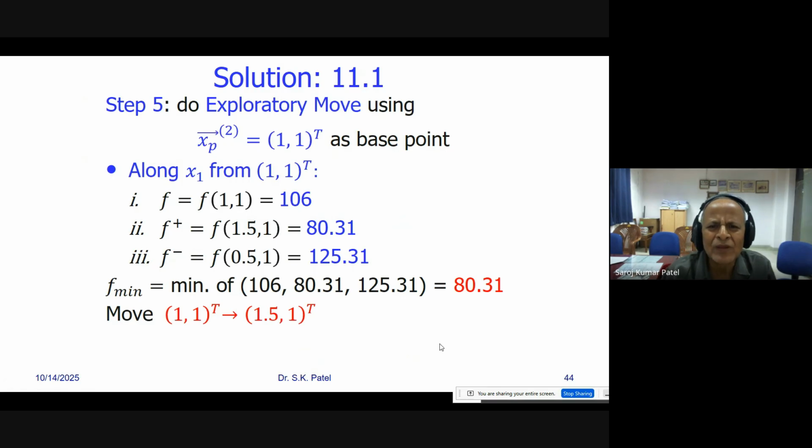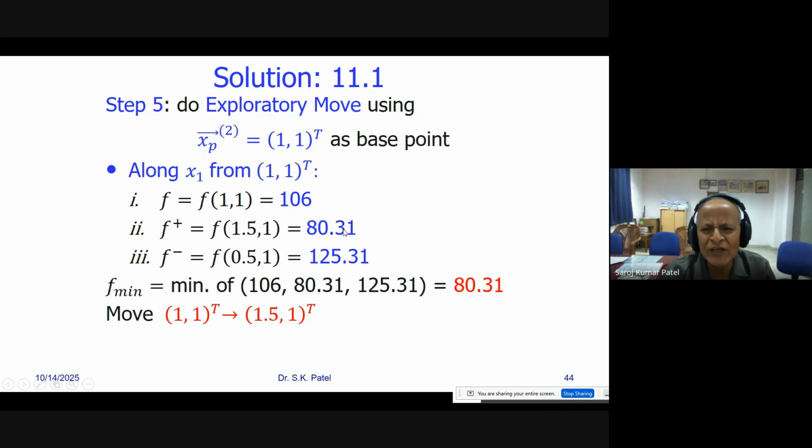Let us do it. From (1, 1), no, sorry, keep x2 constant at 1, and x1 you vary by 0.5 plus and minus. So (1, 1) will be the current point. 1 plus 0.5, 1.5 is one step ahead. 1 minus 0.5, 0.5 is one step back. And in all the 3 points x2 is constant at 1. Again, find out the function value. We get these 3 values.